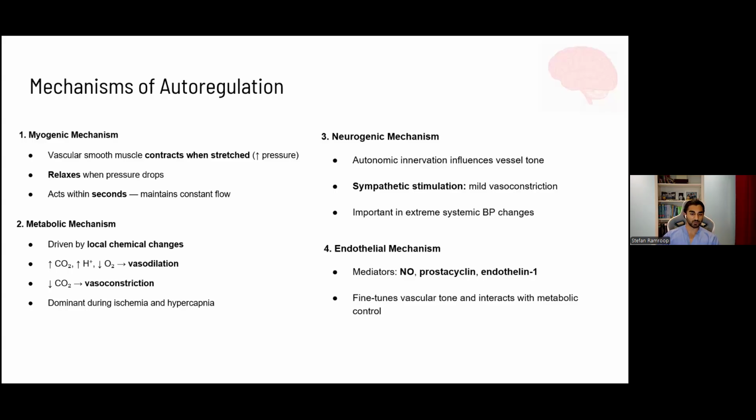The third is neurogenic control. You have sympathetic innervation from the superior cervical ganglion, and that can mildly constrict cerebral vessels. It's not a dominant player in normal physiology, but it becomes relevant if you have extreme systemic pressure shifts. Then there's the endothelial mechanism, which acts through mediators like nitric oxide and endothelin 1. These molecules help fine-tune the vascular tone and interact with other systems to maintain a steady flow.